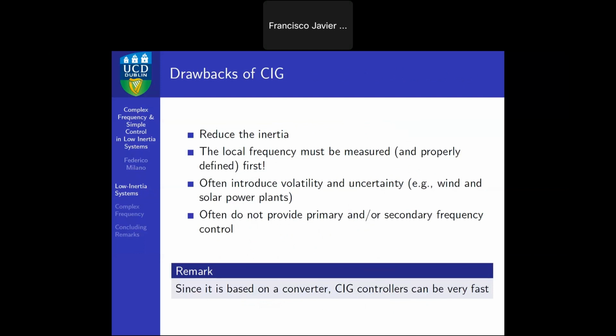Reduced inertia, there is probably volatility. The generators are linked to renewable sources. There might be a problem because controls can be very fast, so we can have couplings that never existed in the conventional systems.